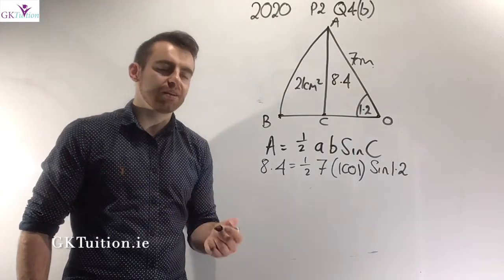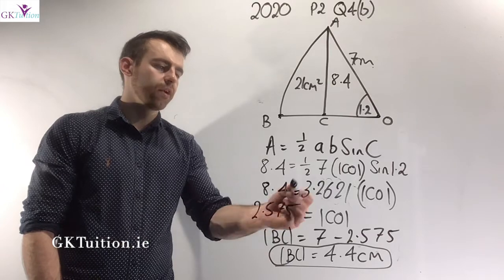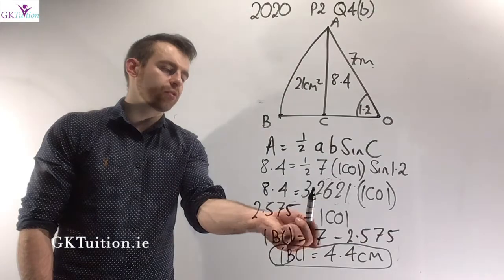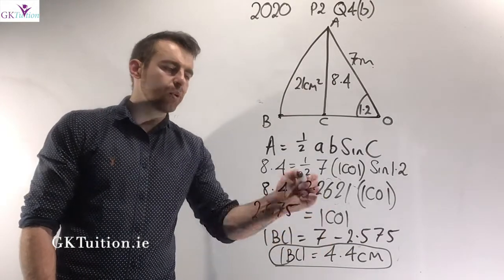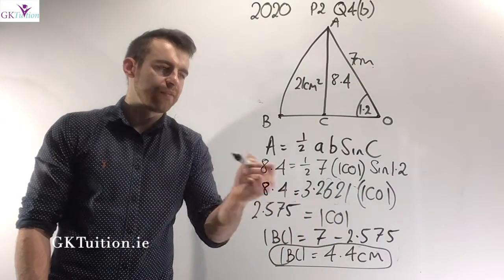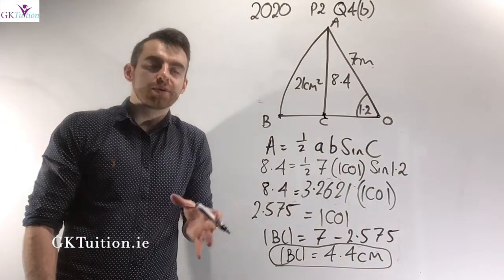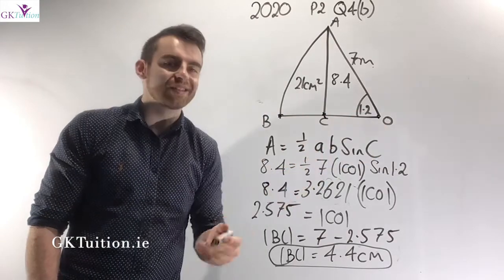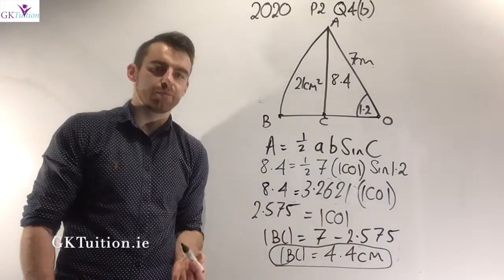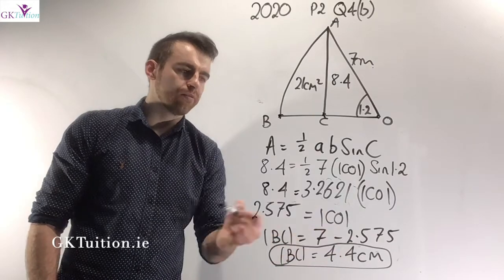What I'm going to do now in my calculator is multiply a half by 7 by sine 1.2. Once my calculator is in radians, I get 3.2621. Then divide both sides by the coefficient of the unknown, and I get the distance CO is 2.575. The distance from C to O is 2.575, and I know that the radius of the sector from B to O is 7 centimeters. I simply subtract the distance CO from the radius, and I'm left with the distance BC to 1 decimal place as 4.4 centimeters.